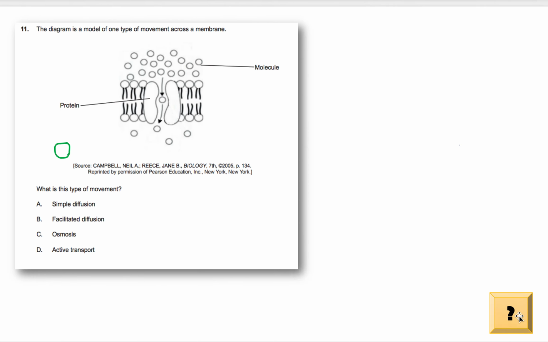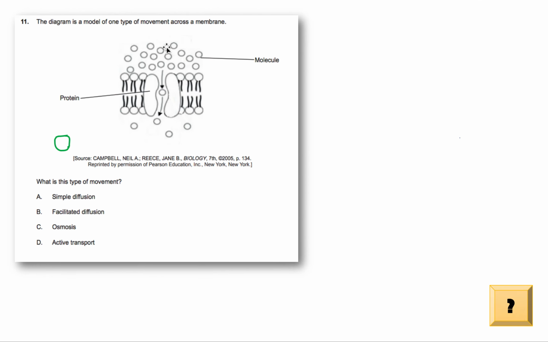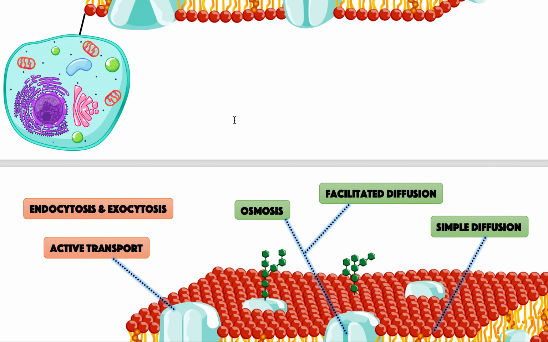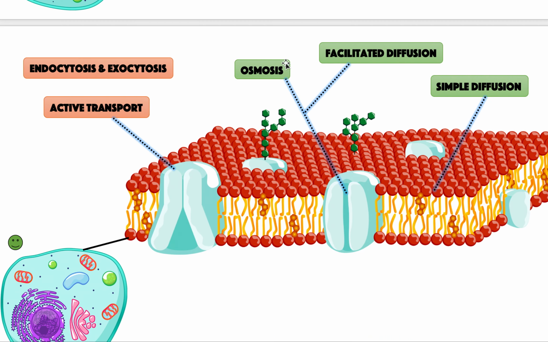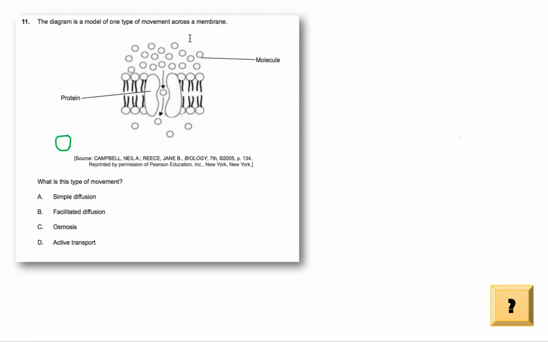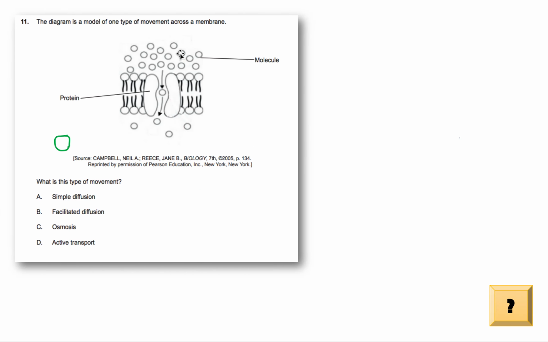Okay, here we got another one. Here they at least gave you a diagram, so you don't have to imagine things. Okay, the diagram is a model of one type of movement across a membrane. We know that there are so many ways molecules can move across a membrane, right? Let's go back here, let me show you. There are so many ways, like osmosis, like we just saw, facilitated, simple, active, endocytosis. There are many ways. So they're saying which way is happening here.